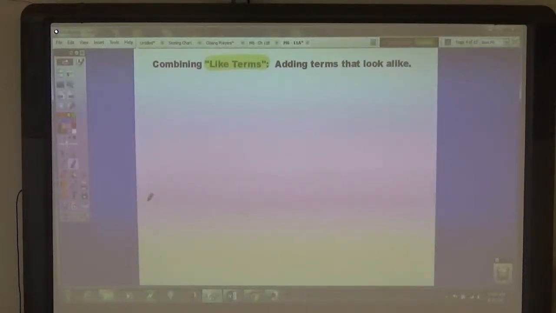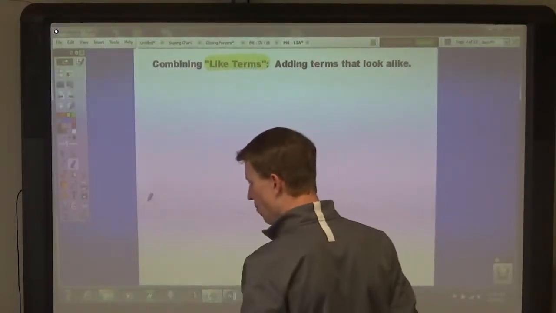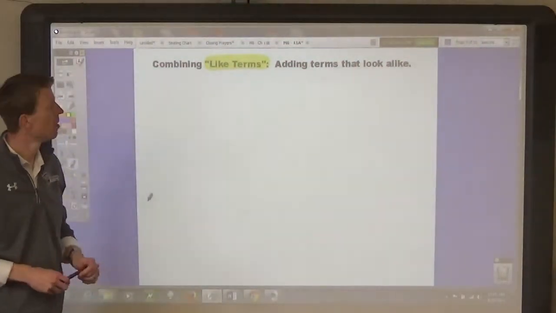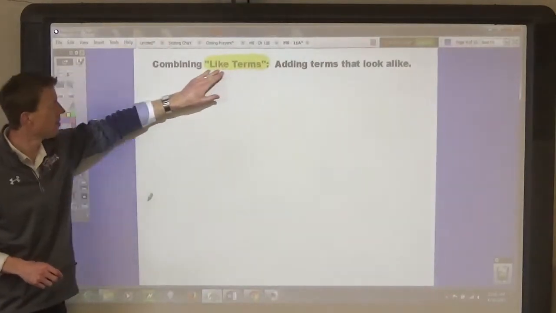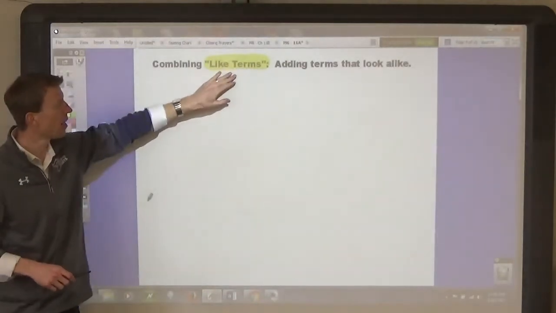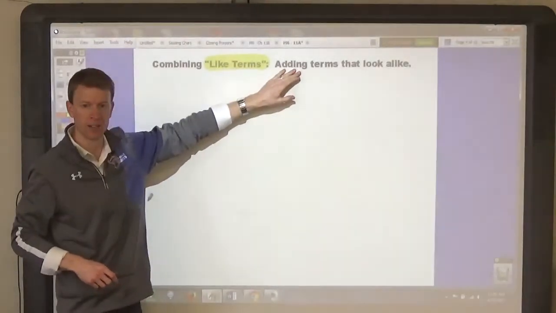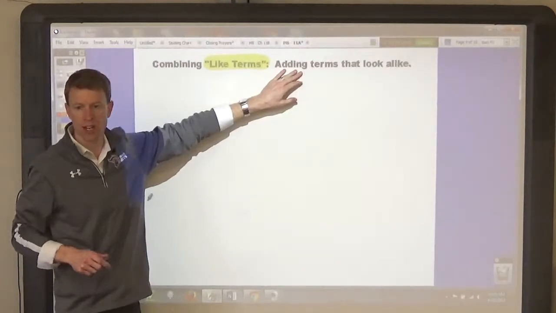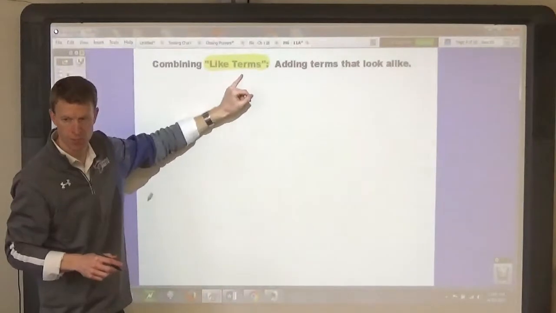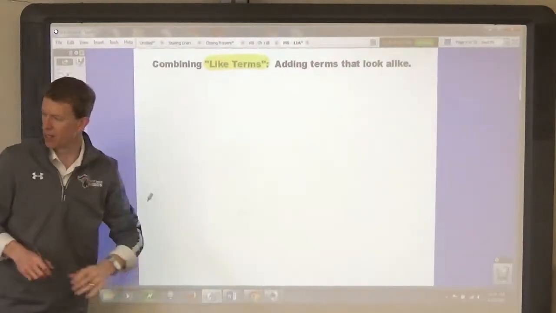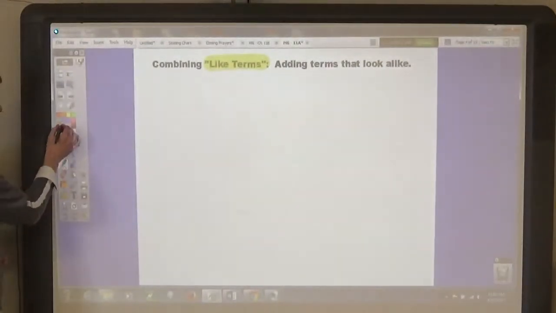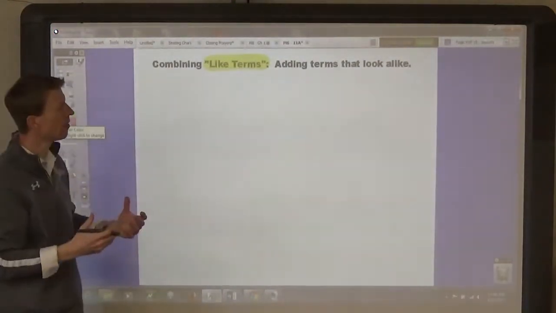All right, sixth graders. The second part of lesson 11.2 on evaluating expressions is on a concept called combining like terms. When we're talking about combining, we're talking about adding. Most of the time, your book just says combining, but it really means adding. Adding like terms. Okay? And let's talk about what like terms means. Like terms are terms that look alike.